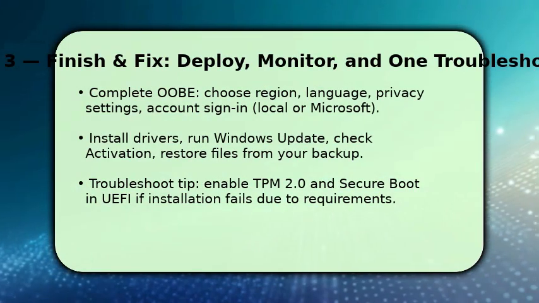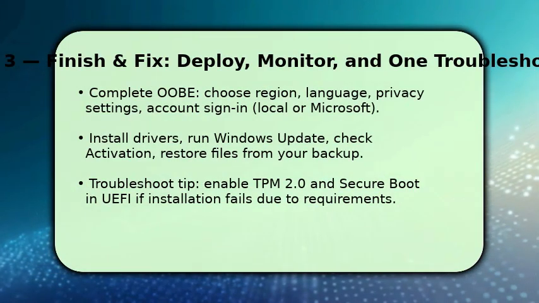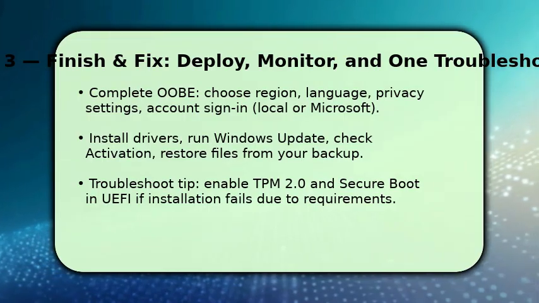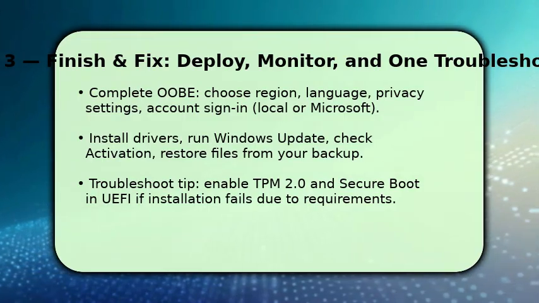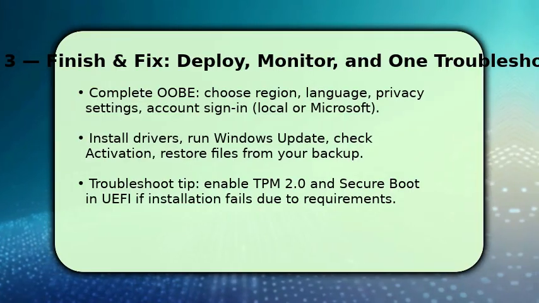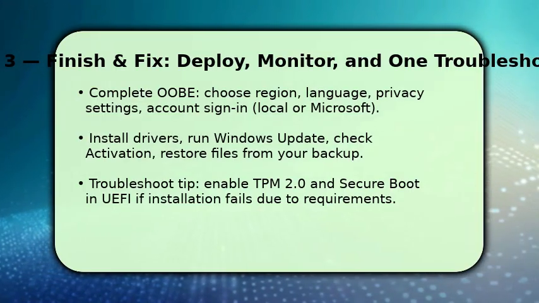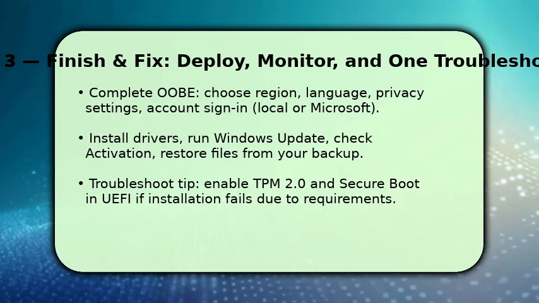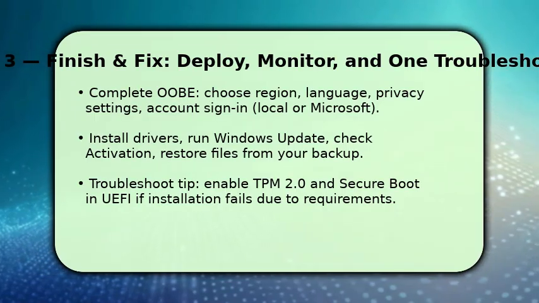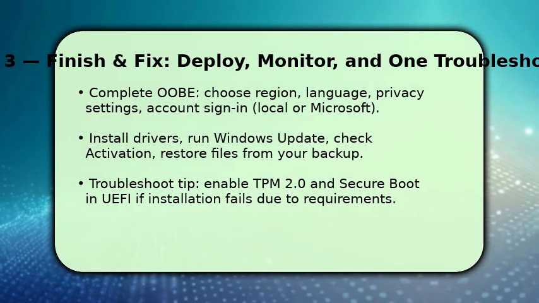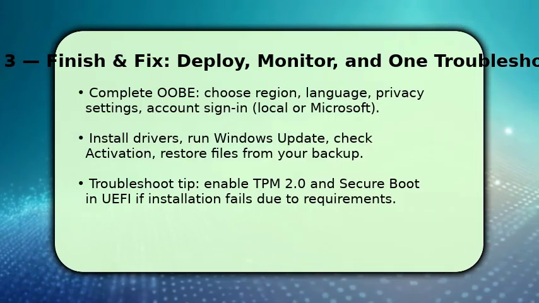You complete the final setup by following the out-of-box experience. Pick your region, keyboard, network, privacy choices, and sign in with a Microsoft account or create a local account. Make sure Windows Update runs immediately to fetch drivers and security patches, then check activation in Settings. Restore your backup files and reinstall apps.